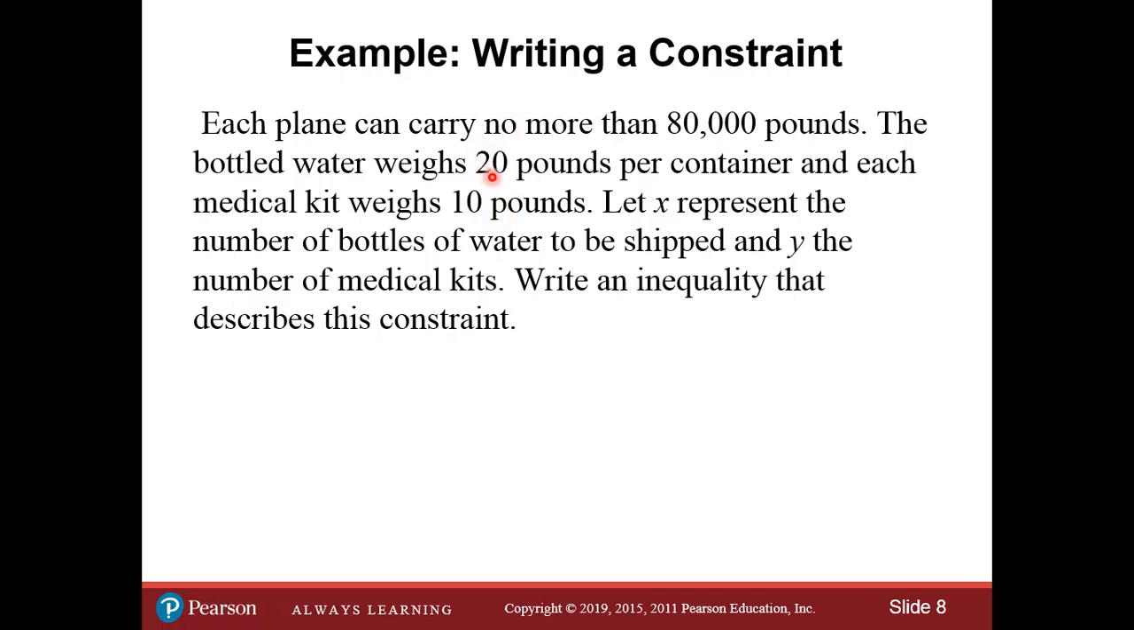We take 20 times the number of containers of water, so 20 times X, and we take 10 times Y, and we add those up. That can be no more than 80,000 pounds. So our constraint turns out to be 20 times X plus 10 times Y has to be less than or equal to 80,000.